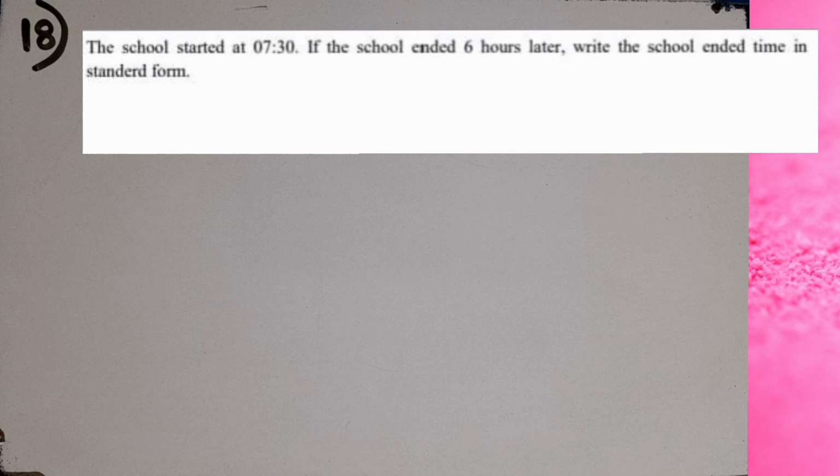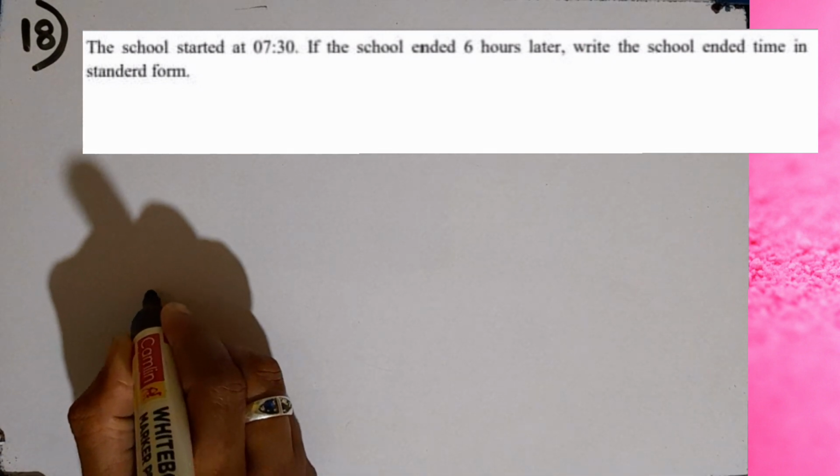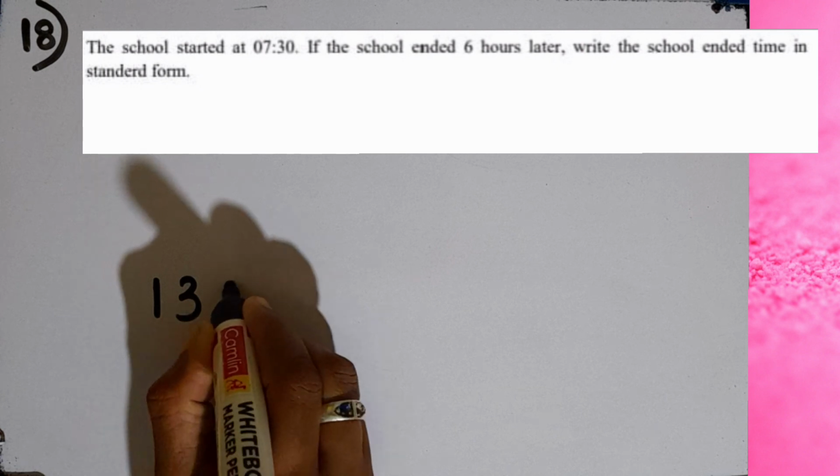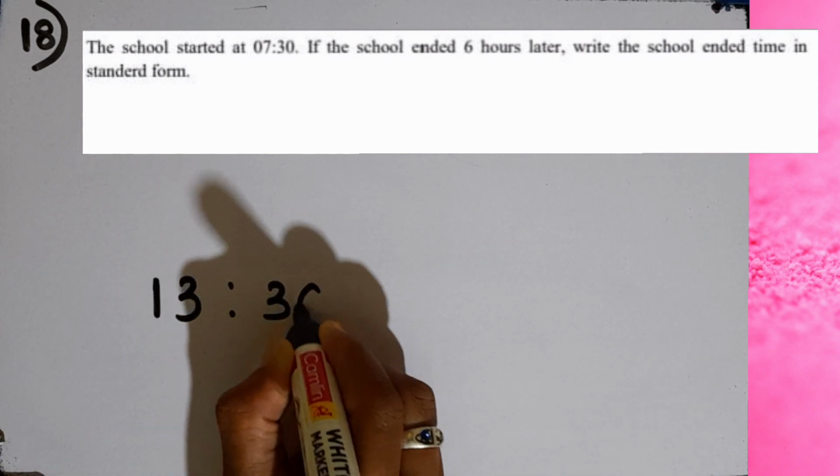Question number 18. The school started at 7 hours 30 minutes. This is given in standard form. If the school ended 6 hours later, write the school ending time in standard form. If you add 6 hours for this time duration, that is 1:30 p.m. So how to write it in standard form? 13 hours 30 minutes. This is the way.